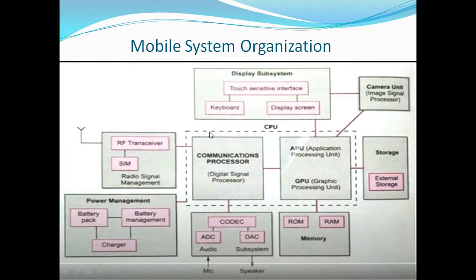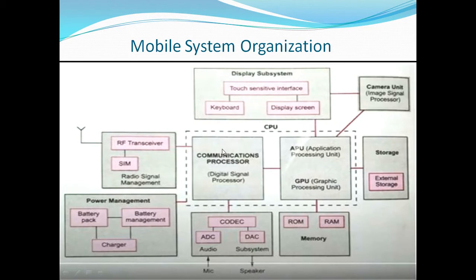Now let's understand this using a block diagram. This is the mobile system organization. Like the computer system, the mobile system also has a CPU. This is the brain of your mobile. This CPU has two subprocessors: one is the communication processing unit and the other is the application processing unit.